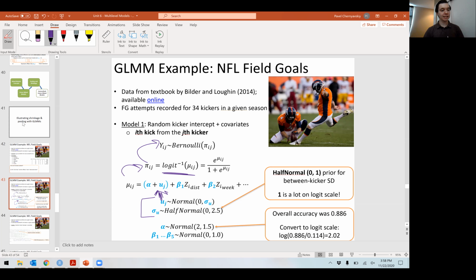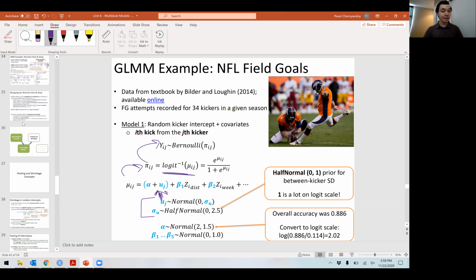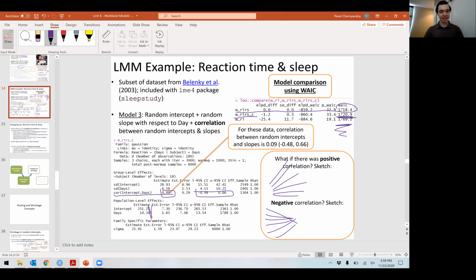I'm going to call it quits. We went through random slopes today that were uncorrelated, and then we allowed them to be correlated. And we showed that for the sleep data, this was not necessary, because when we estimated that correlation, it was basically 0. When we compared the models due to WAIC, the correlation was not necessary as well. But you should always test for it. Don't assume it's not there.